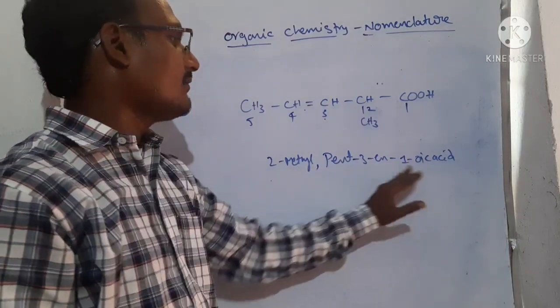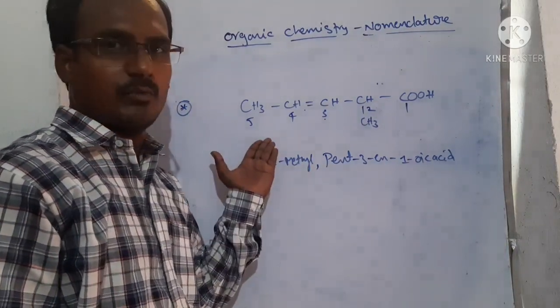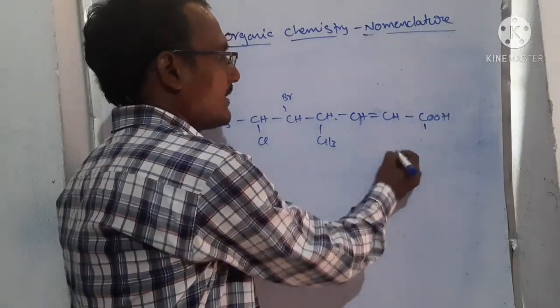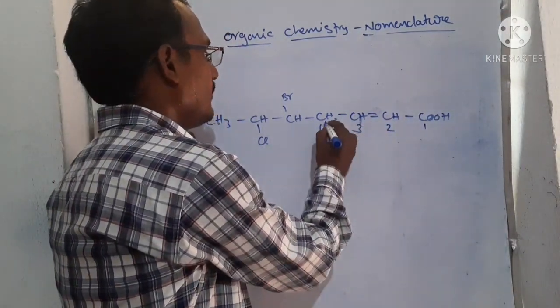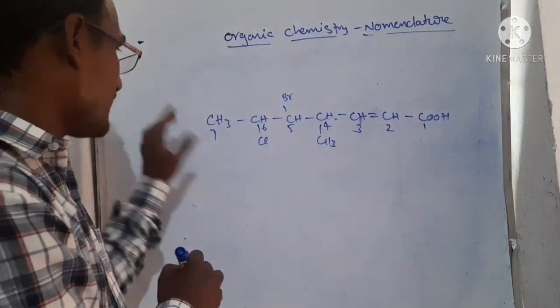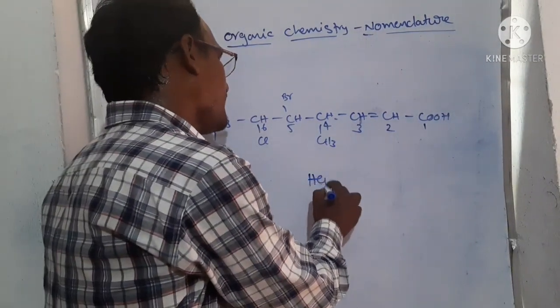2-methyl pent-3-en-1-oic acid. This is the name of this compound. Right? Let us see this example. COOH is there. This is the first priority group. 2, 3, 4, 5, 6 and 7. So the first priority is the chain of 7 carbon atoms. Hence the root word is hept.